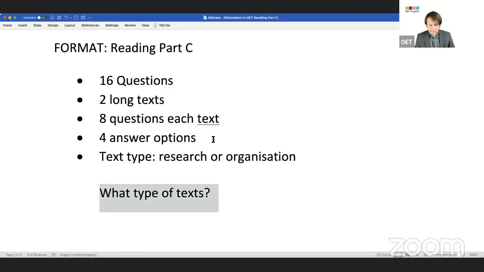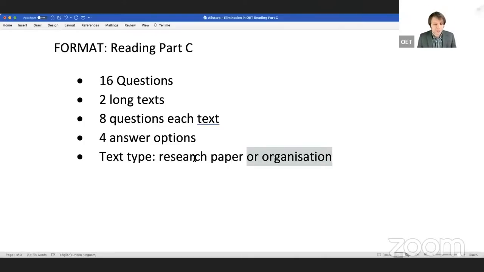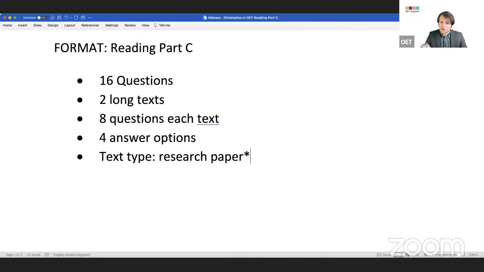Okay, so guys, OET Reading Part C. There are 16 questions. There are 2 long texts. There are 8 questions for each text. There are 4 answer options. And in terms of text type, usually it's a research paper or some kind of organization thing. Okay, I'm just going to make this very simple. It's usually a research paper of some kind, or a scientific article. Exactly.